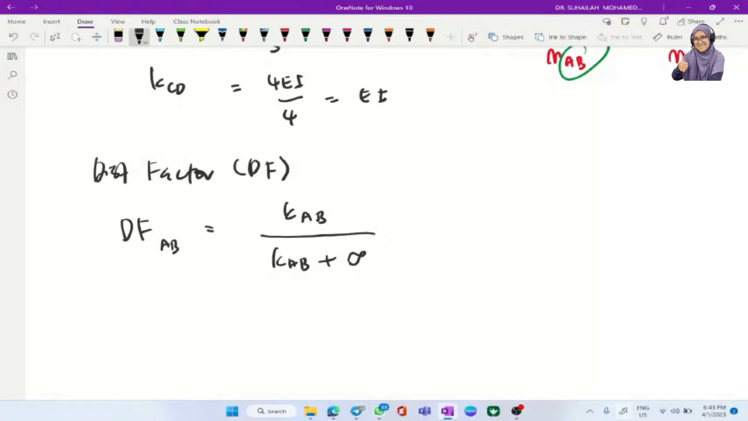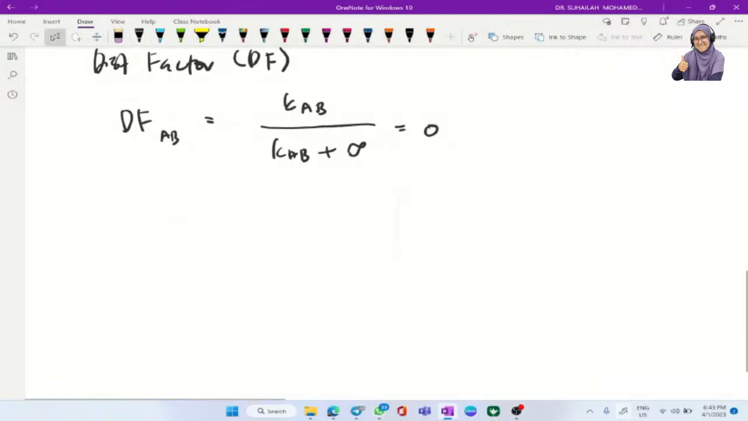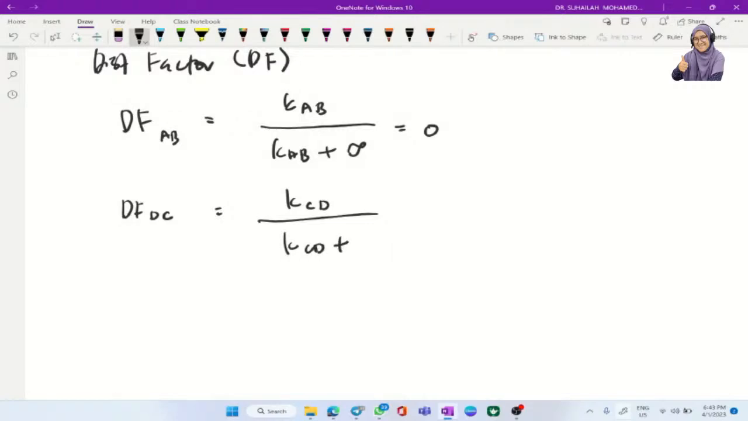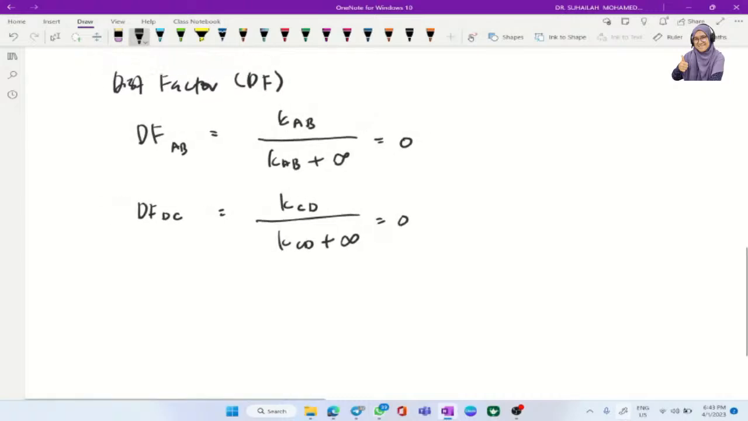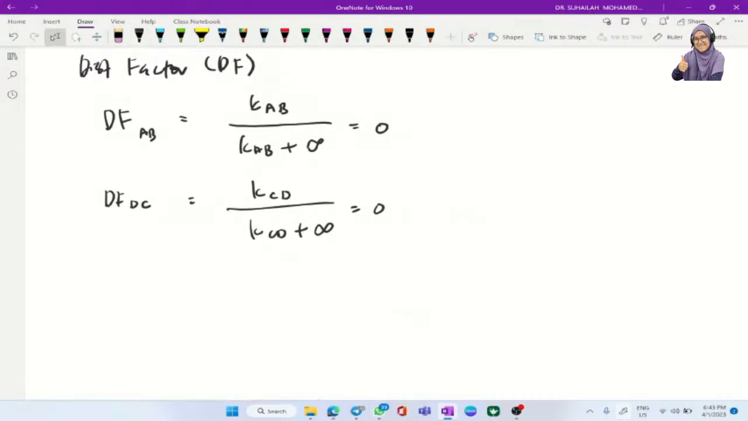So due to this, it is equal to 0. And the same thing goes for DF DC, which is equal to K for member CD. We divide by K CD plus infinity. Okay, so we have now another distribution factor.